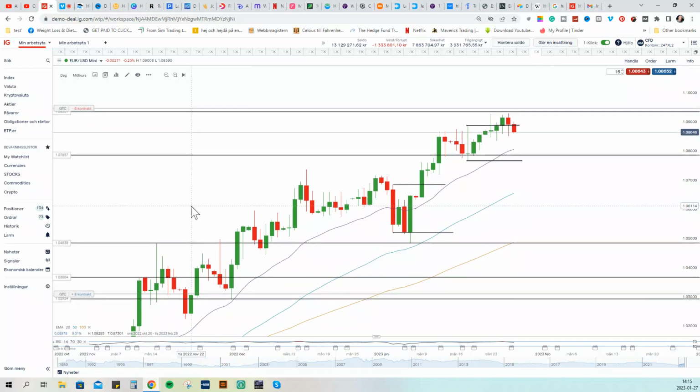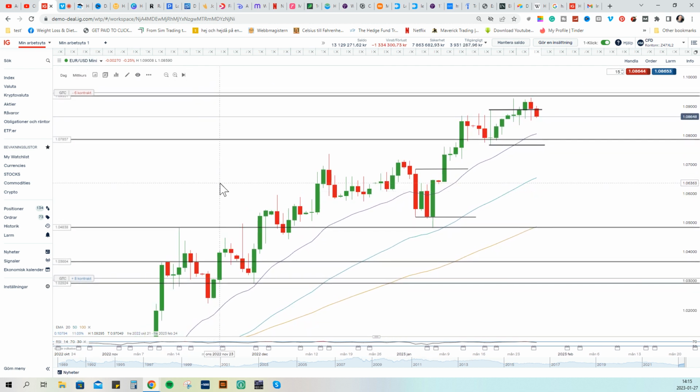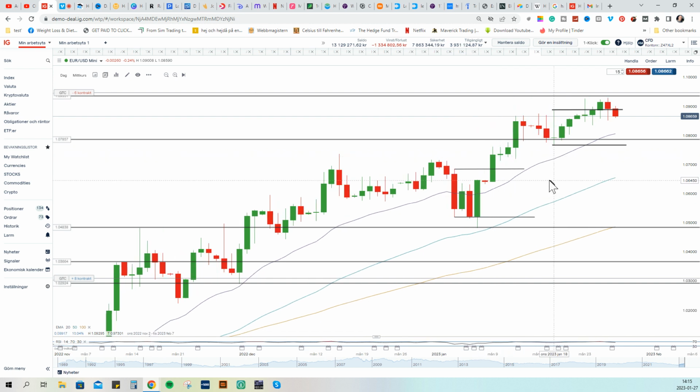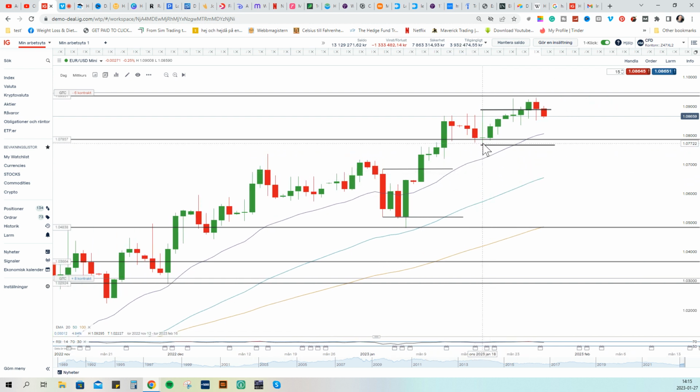At the moment I have a short position on the euro versus the US dollar. What really caught my interest to go short is this inside bar pattern here. We have the mother bar, which is also a very significant bearish pin bar with a long wick tail on the upper side, and then we have a very slow movement, slow momentum on the upside.